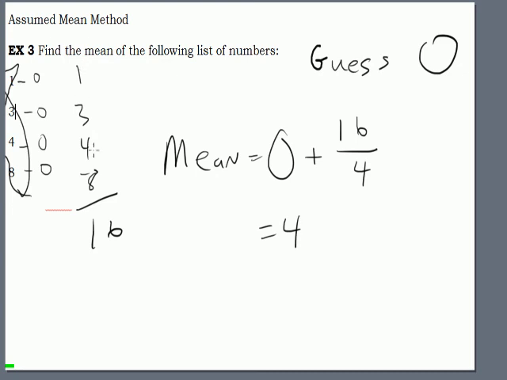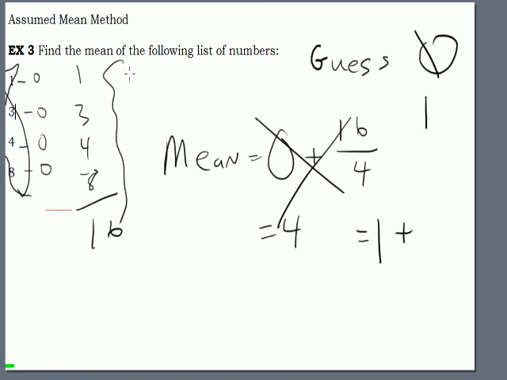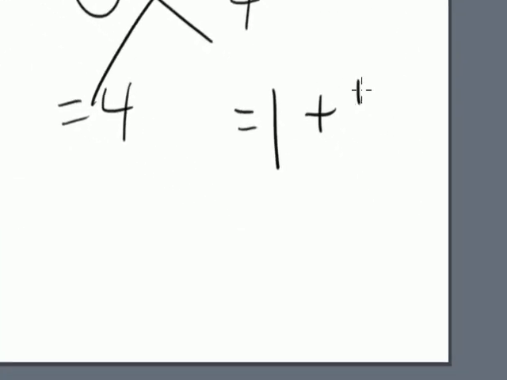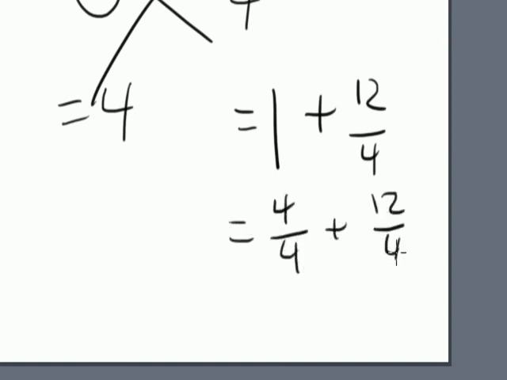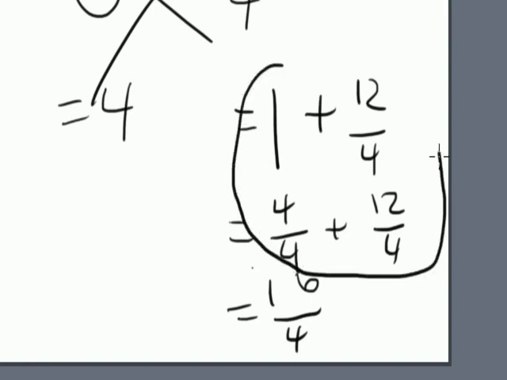Now if I look at that, I really just added up those numbers. If instead my guess had been 1, my work would have looked like this. 1 minus 1 is 0, 3 minus 1 is 2, 4 minus 1 is 3, 8 minus 1 is 7. Adding those up, I would have had a total of 12. So it would have been 1 plus 12 fourths, or 4 fourths plus 12 fourths, or exactly like I saw before, 16 over 4. This assumed mean method is really taking advantage of breaking up that fraction into 2 parts and hopefully making the math easier by doing that.